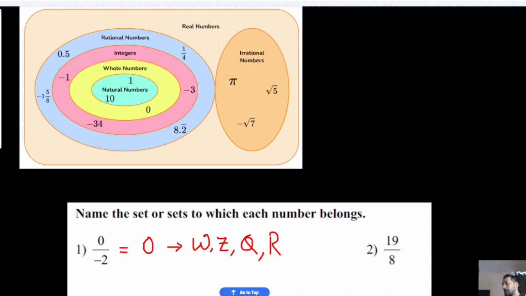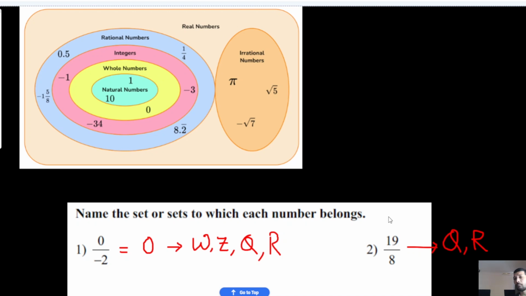Now let's look at the second problem. We have 19 over 8. Now this 19 over 8, we cannot reduce this to any natural number. We cannot have this as a whole number, and it cannot be an integer either. So we start off with the rational number. So this 19 over 8 is a rational number, so we represent this by Q. And then since rational numbers are a part of real numbers, we represent this with R as well.